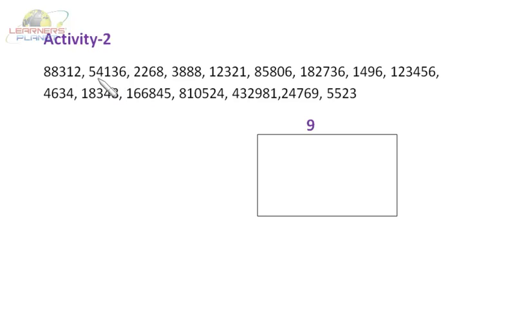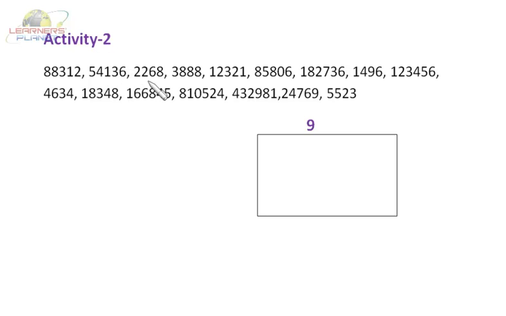Okay. Now let's take the next number. Add up all the digits. 5 plus 4, 9, 9 plus 1, 10, 10 plus 3, 13, 13 and 6, 19. Now further, 19 is not multiple of 9. So the complete number will not be multiple of 9.